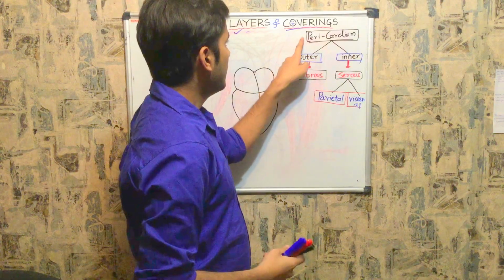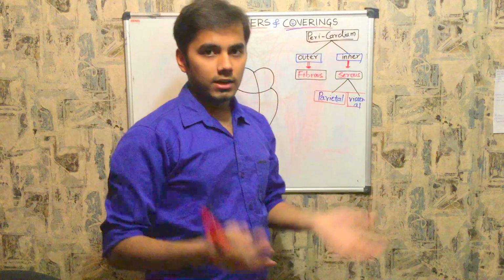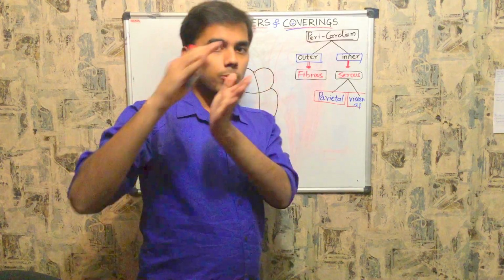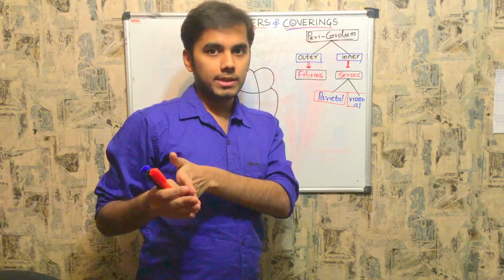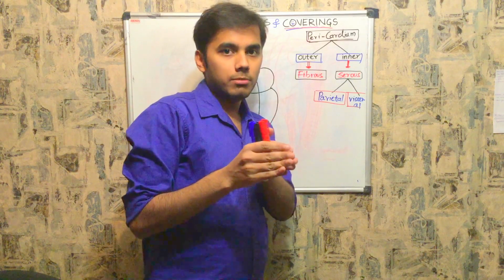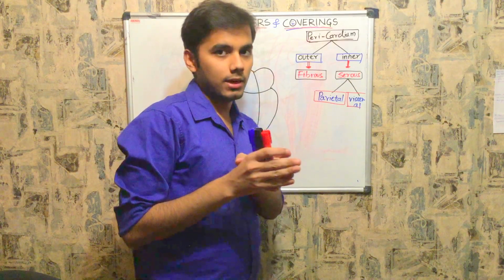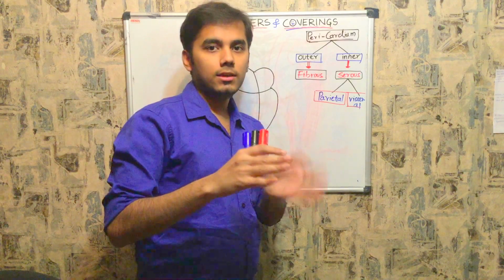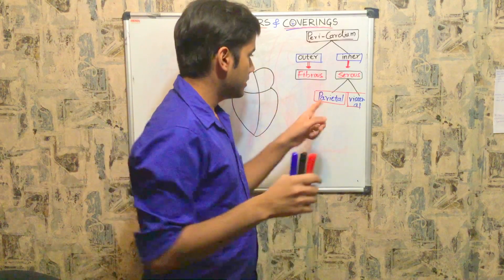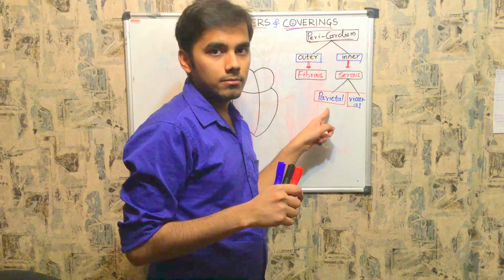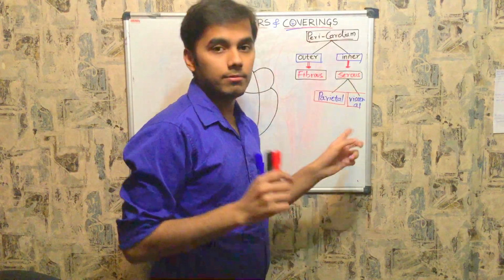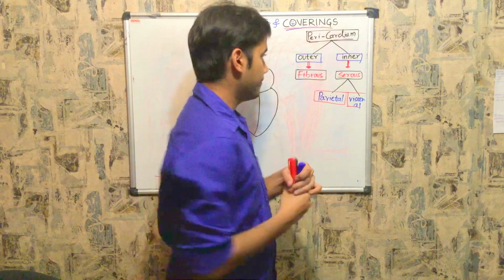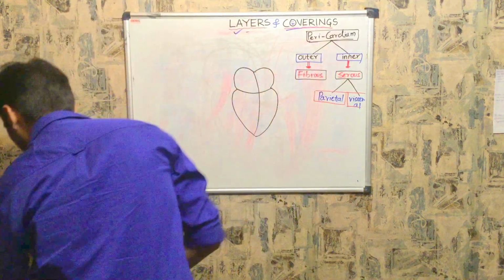Now, a brief review. Pericardium is the covering of the heart. It is mainly divided into two parts. The outermost covering is called the fibrous pericardium, and below the fibrous pericardium you find the serous pericardium. And in turn, the serous pericardium has two parts again. The outermost part is called the parietal serous pericardium, and the innermost part is called the visceral serous pericardium. So the same thing, we'll put it in the diagram now.